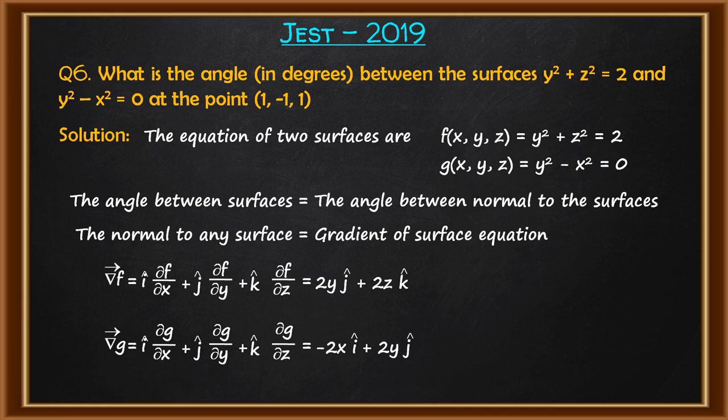Now, our question is we need to find the angle at the point (1, -1, 1). So we have to find the normal vectors at that point only. At (1, -1, 1), gradient of f is equal to minus 2 j cap plus 2 k cap. Similarly, for the second surface at (1, -1, 1), the gradient will be minus 2 i cap minus 2 k cap. So these are the two normal vectors we have got.